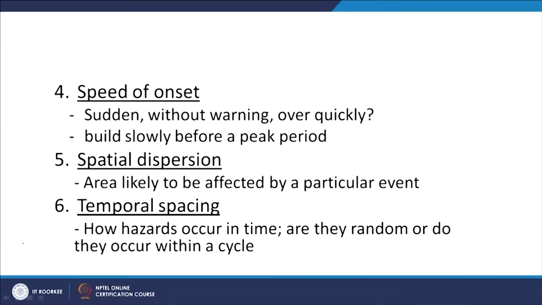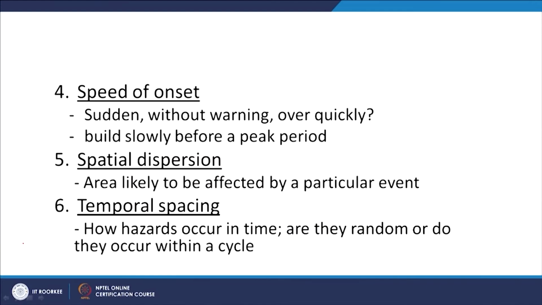And the spatial dispersion: the area likely to be affected by a particular event, okay? And temporal spacing is also very important. When is it happening? Are they random? Are they occurring in a cyclic process, in a recurring process, or are they one-time events? So these are important features when we are dealing with hazards.